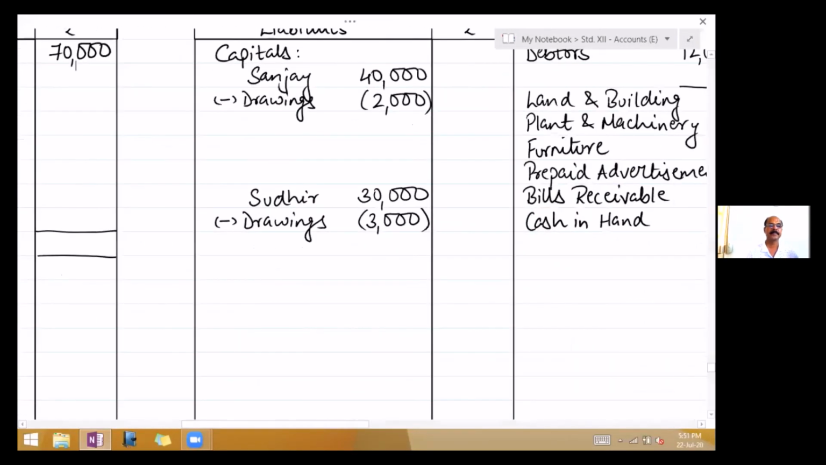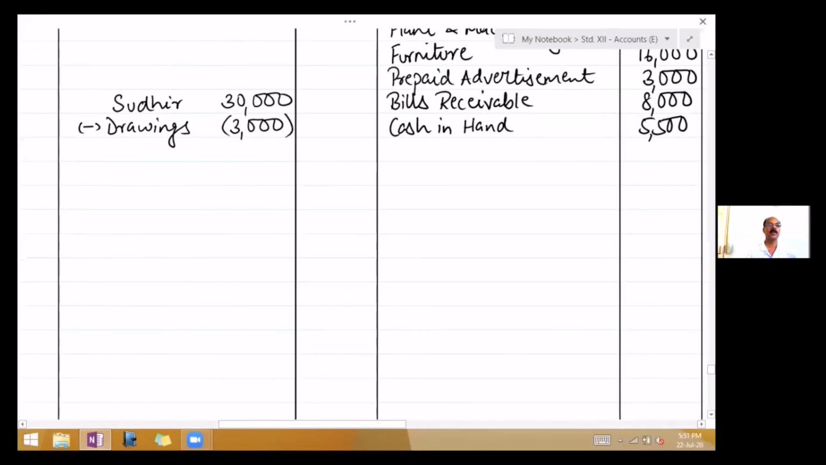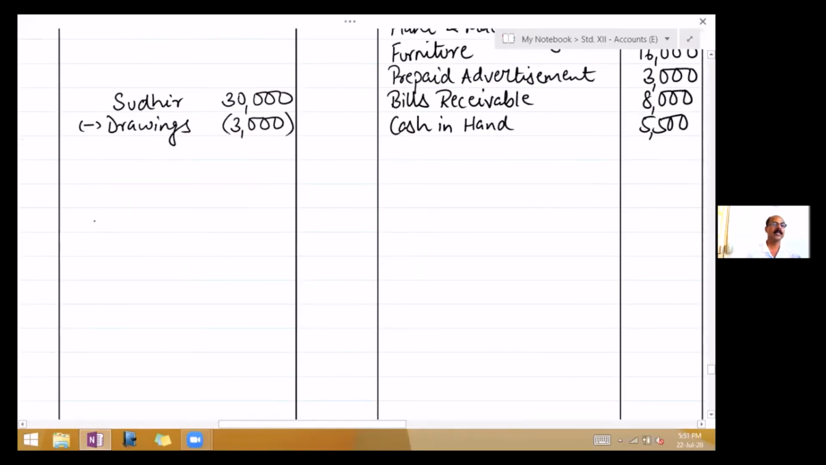Next, sundry creditors 21,000. Liability side, below Sudhir's capital, leave 3 more lines, and then write sundry creditors, inner column 21,000. You know there are two adjustments, one for unrecorded purchases and the other for discount. So leave 3 lines for creditors. Bills payable 20,000. That is also a liability. After creditors, leave 3 lines and write bills payable 20,000.